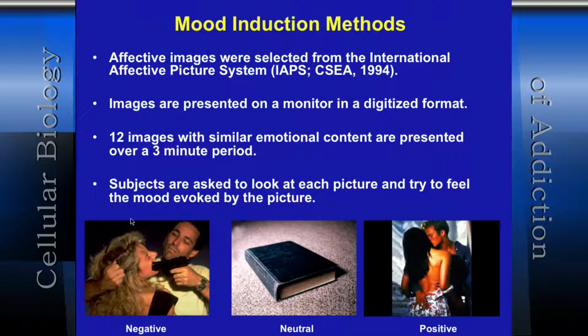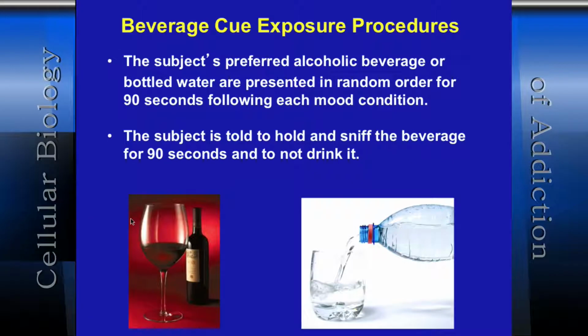So we also do hard copies of the photos afterwards and ask subjects periodically to sort them into piles of negative, positive, and neutral, just to verify that we really are inducing the affect we think we're inducing. And then after they get one set of 12 pictures, they get either their preferred alcoholic beverage or spring water right on a table right under their nose, so they get the good olfactory cues, and they're asked to just look at it, smell it. It's there for 90 seconds and not to drink it.